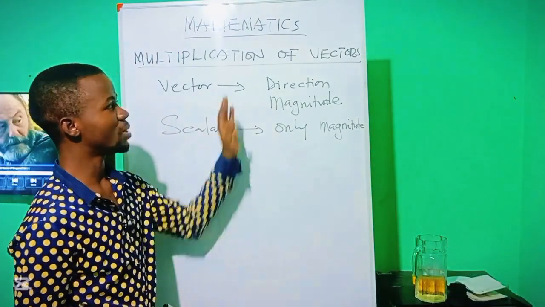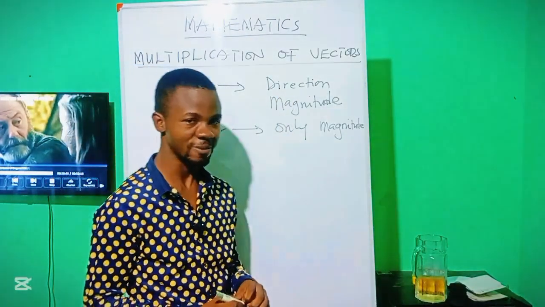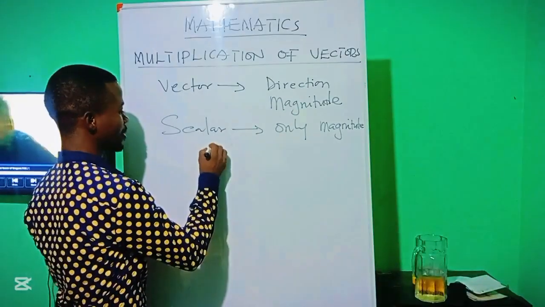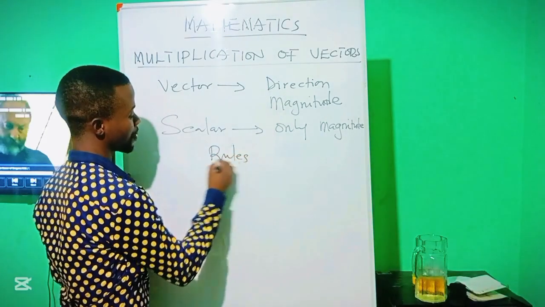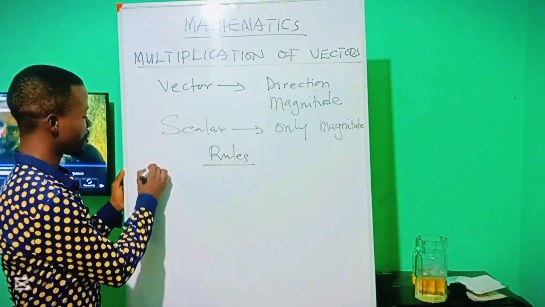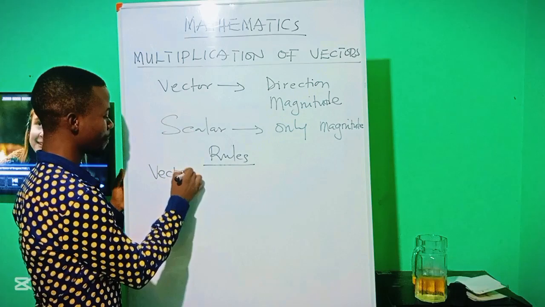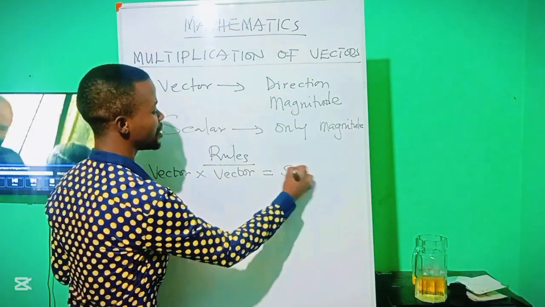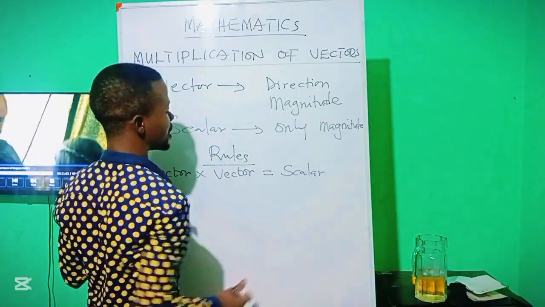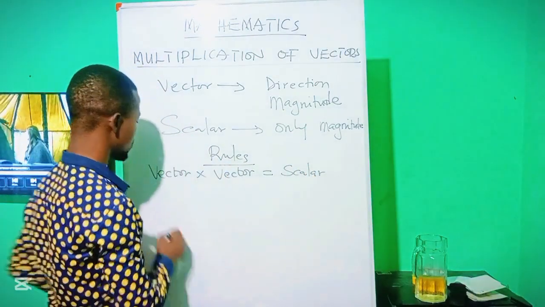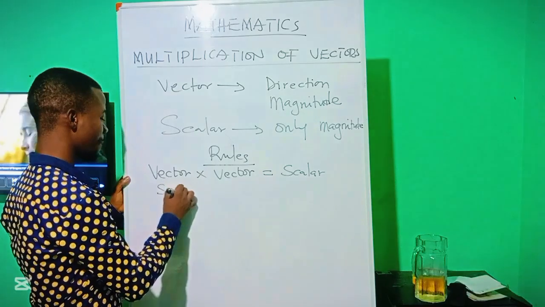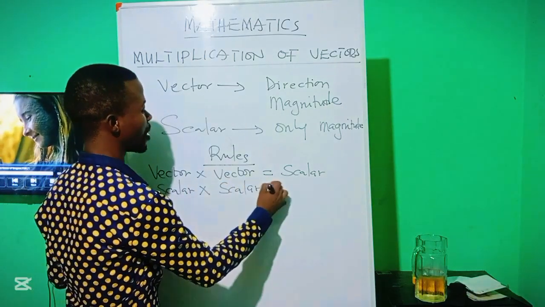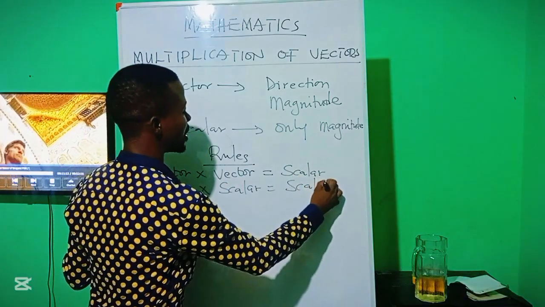Before you are able to appreciate the multiplication of vectors, you have to know some rules. First of all, when you multiply a vector by a vector, our answer will be a scalar quantity. When you multiply a scalar by a scalar, our answer will be a scalar quantity.